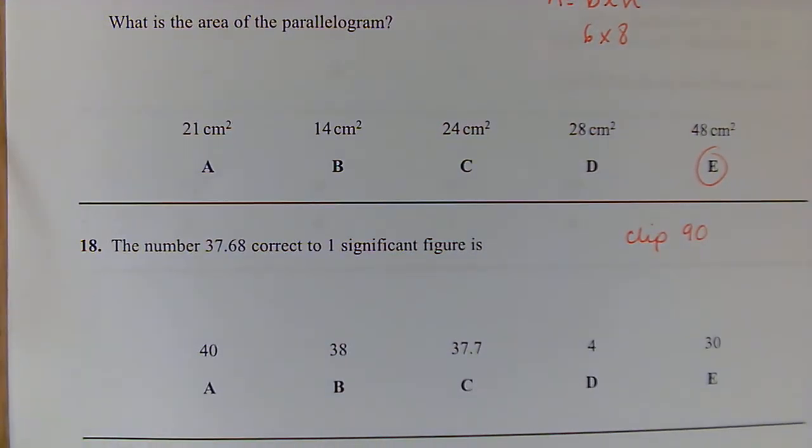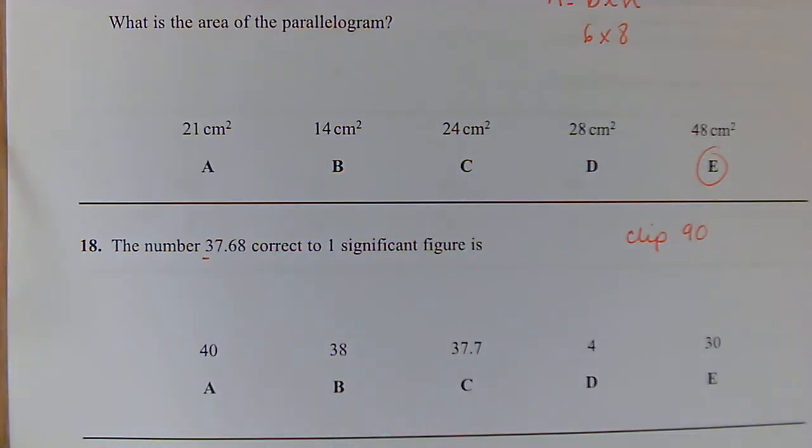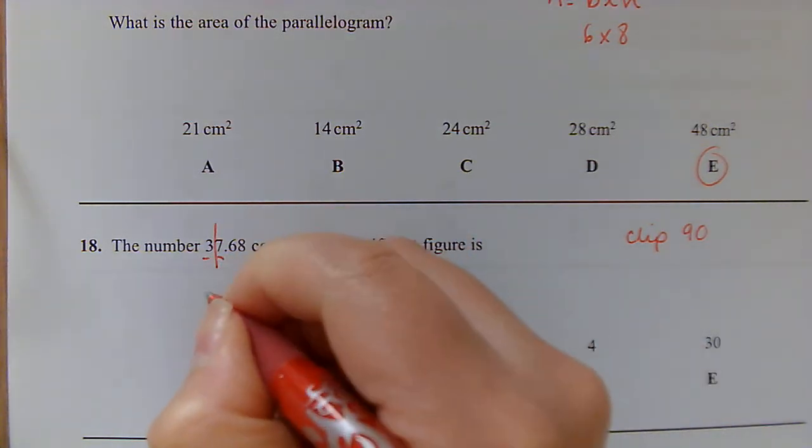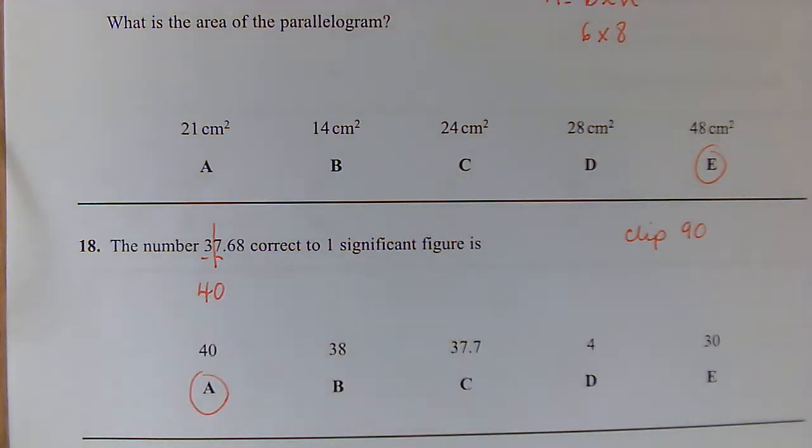Okay, 37.68 to one significant figure. So the 3 is our first significant figure. Popping my rounding line in there. Looking at that 7, is it 5 or more? Yes. So our 3 is going to move up to a 4, but we must remember to pop in that 0 so it's holding that same place value, so 40 to one significant figure.